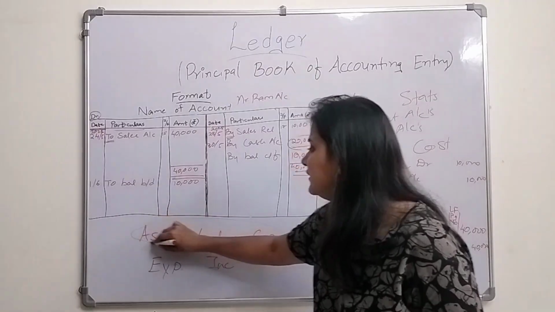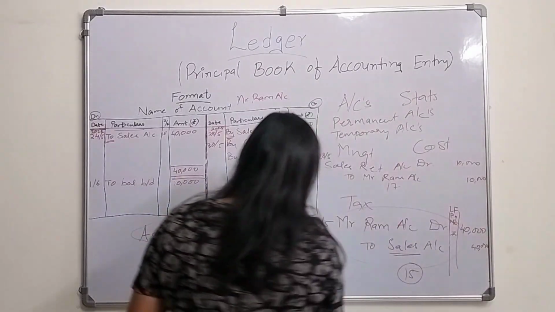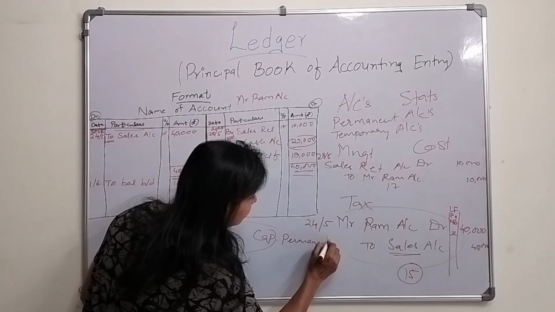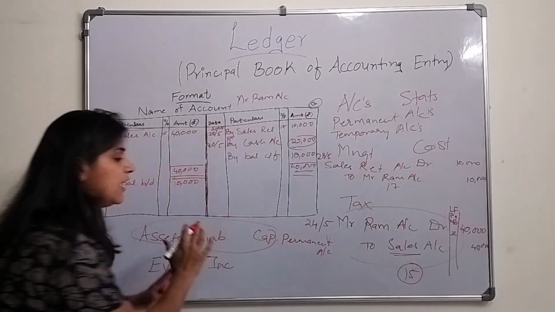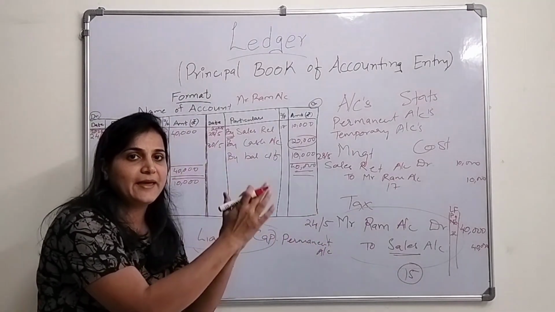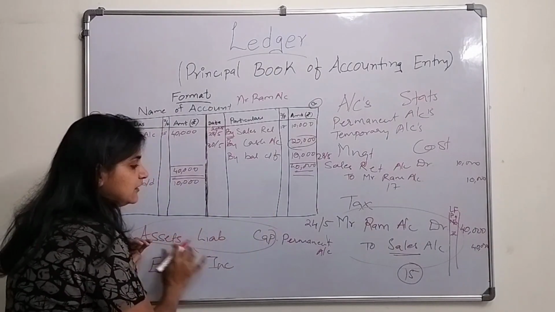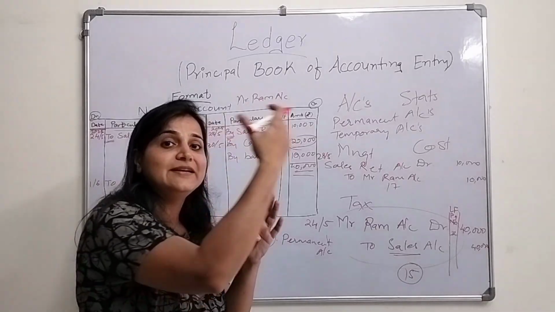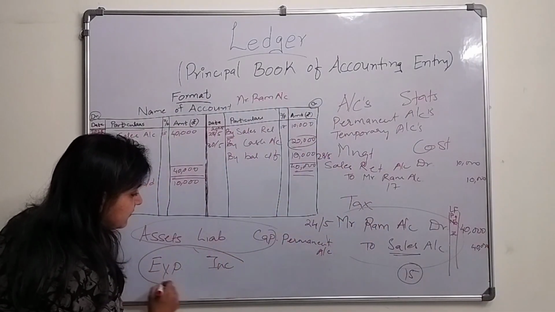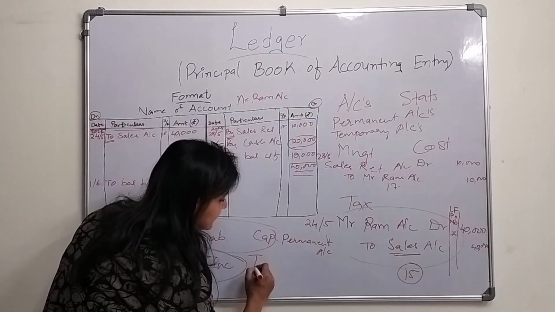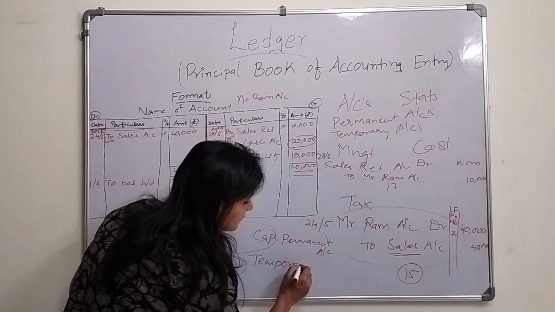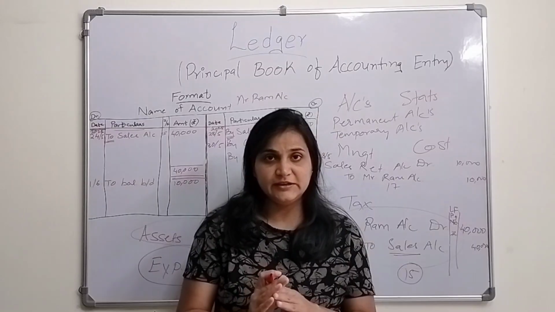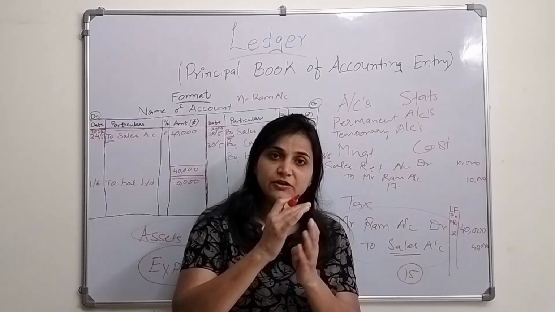So assets, liabilities and capital are considered permanent accounts, because these are going to be recorded in the balance sheet. Any transaction related to these three categories will be recorded in the balance sheet and carried forward to the next year. Whereas expenses and income are known as temporary accounts, which we will close at the end of the year.